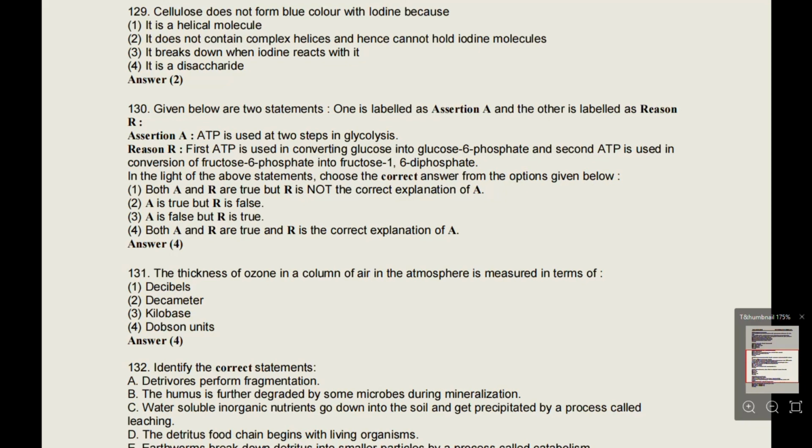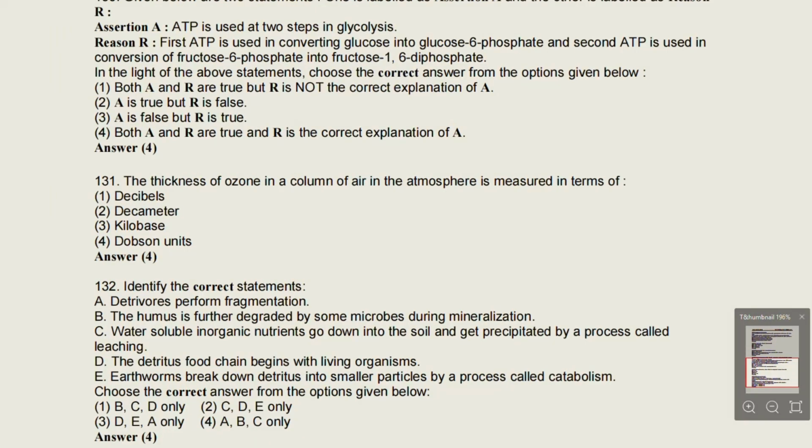So the next one is, the thickness of ozone in a column of air in the atmosphere is measured in terms of Dobson unit. So the answer is option 4, Dobson unit. And this question is taken from CBSE syllabus, Chapter 16, Environmental Issues under Air Pollution topic.